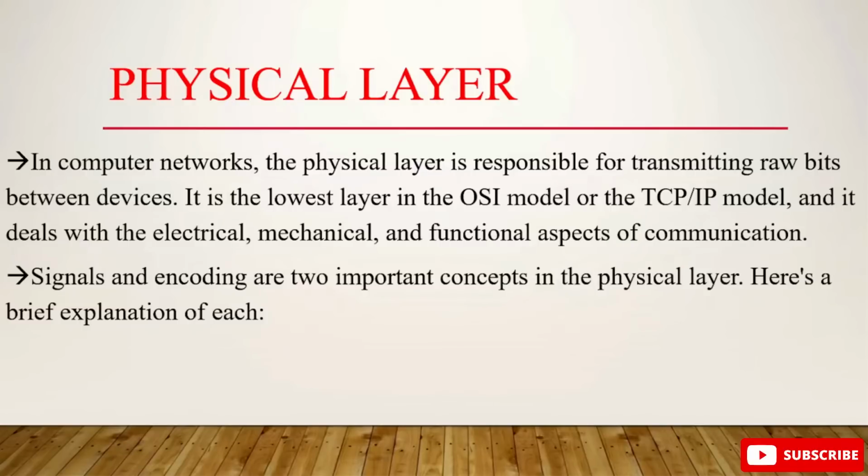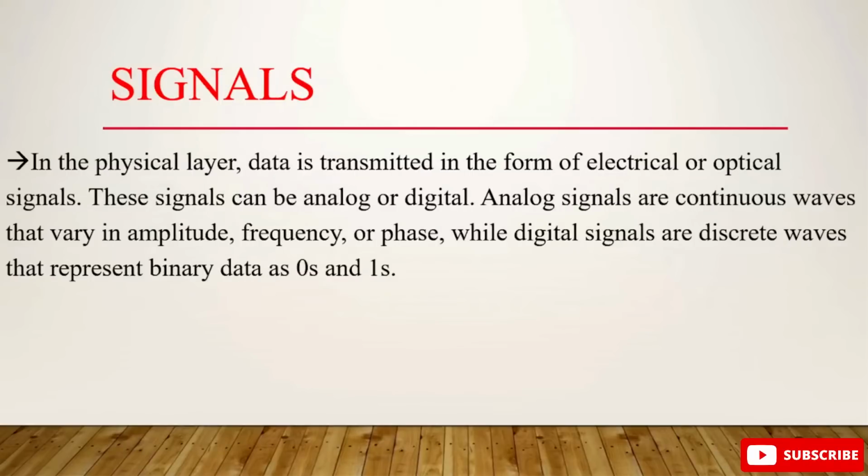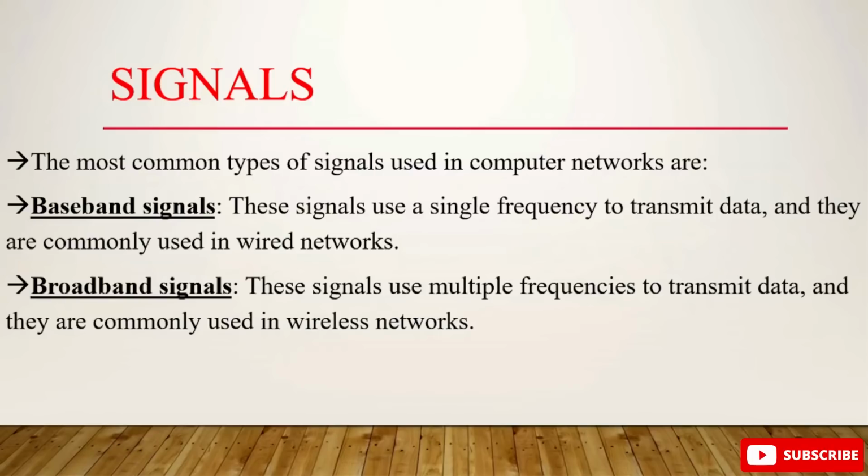Signals and encoding are two important concepts in the physical layer. Here is a brief explanation of each. First is signals. In the physical layer, data is transmitted in the form of electrical or optical signals. These signals can be analog or digital. Analog signals are continuous waves that vary in amplitude, frequency, or phase, while digital signals are discrete waves that represent binary data as zeros or ones.